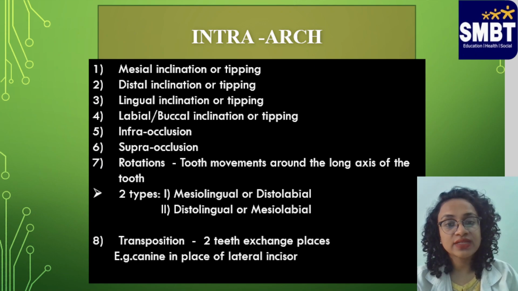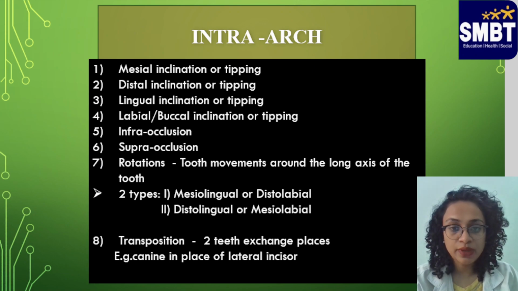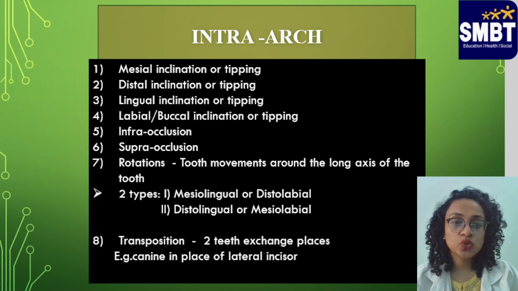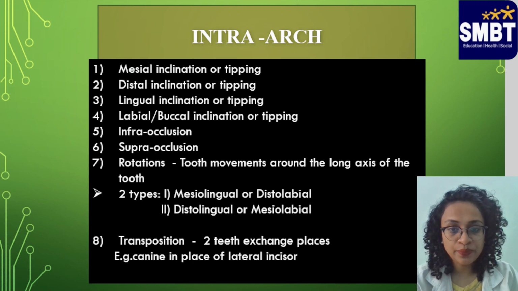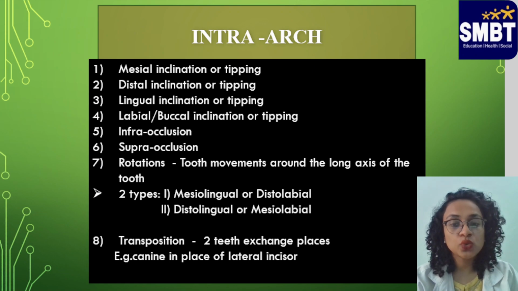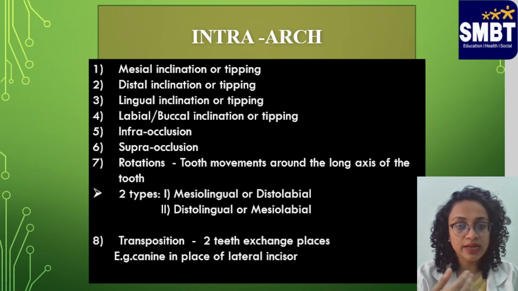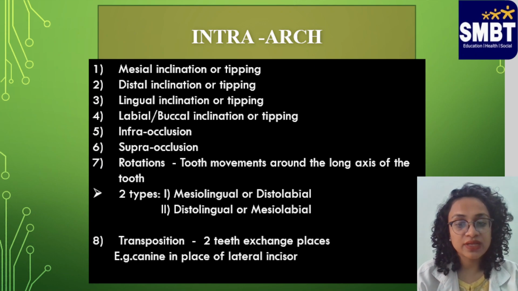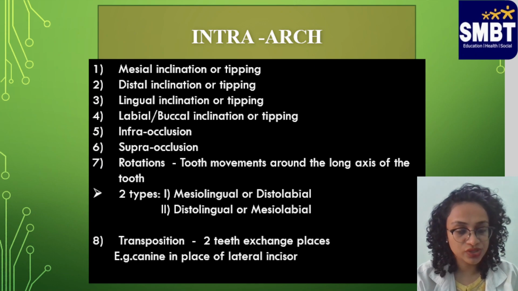Infraocclusion means that the tooth has failed to erupt to the normal occlusal level or table, and hence it is below the occlusal table. Supraocclusion means the tooth has erupted beyond the occlusal table. Rotations are tooth movements around the long axis of the tooth. They are of two types: mesiolingual or distolabial, and distolingual or mesiolabial. Transposition is when two teeth exchange their places in the dental arch. Let's say the normal eruption sequence is central, lateral and canine. Now, when the canine erupts in place of a lateral incisor, it's called a transposition. That is, the two teeth have exchanged their places, which is not normal.